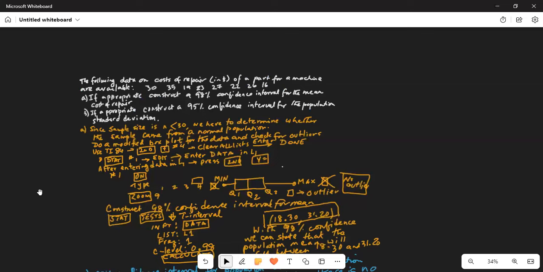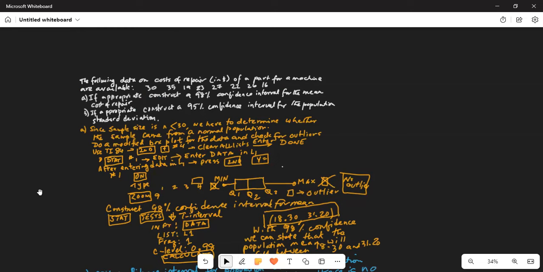Then for the type of chart, we select the fourth type of chart, which is the modified box plot. And the modified box plot shows there is no outlier either on the left or on the right. Hence, the sample came from a normal population. And then we calculate a 98% confidence interval for the mean using T interval. We use T interval because we do not know the population standard deviation.